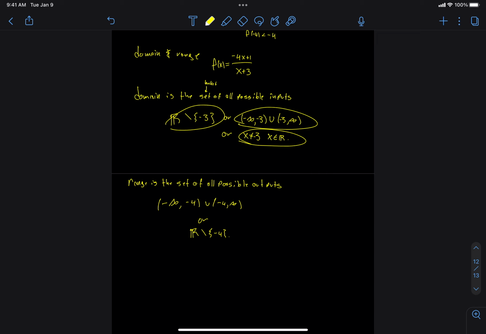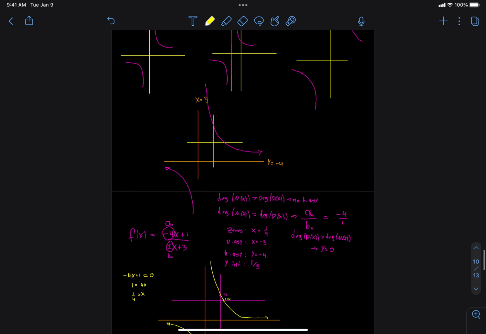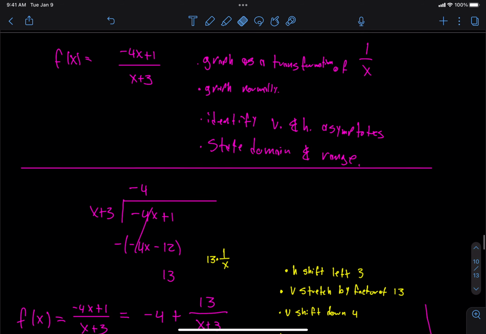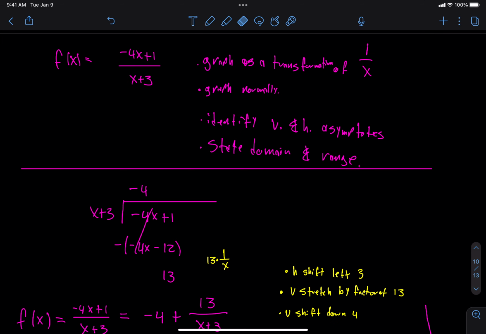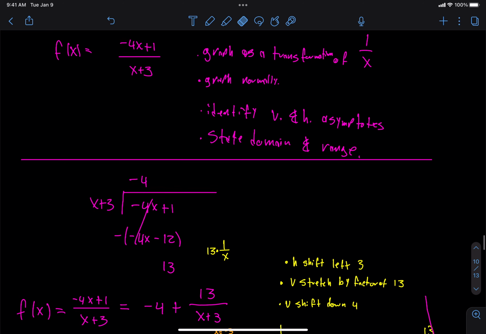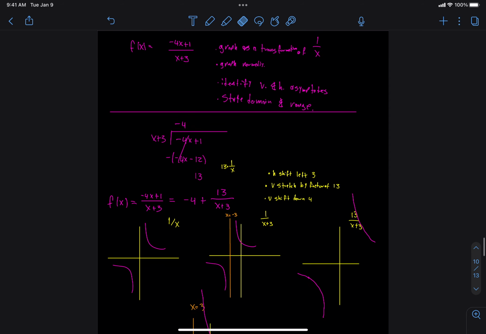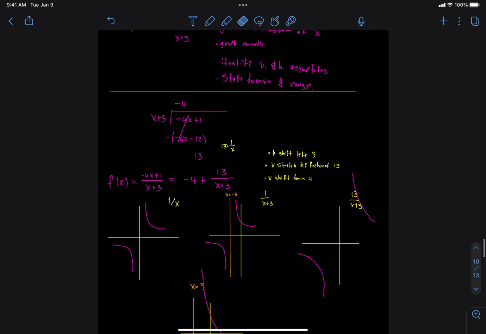Are there any questions on domain and range? Okay. Then that's this problem. So was there anything else? Oh, identify vertical and horizontal asymptotes. We already did that. Okay, so that's pretty much all of that problem. Any last questions on rational functions and graphing rational functions and finding their asymptotes and the like?